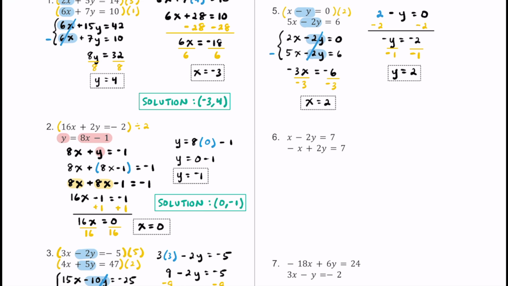Now that we know what x and y are equal to, we can say that our solution here is going to be at (2, 2) over in quadrant 1.